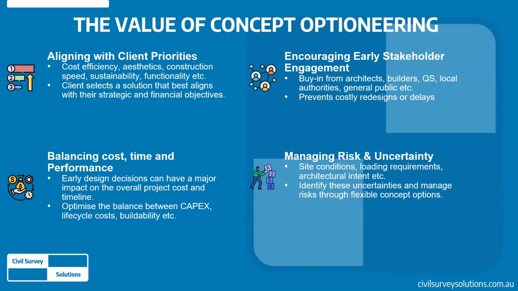It's also a proactive way to manage uncertainty. At the concept stage, input from other stakeholders, whether that's an architect, a geotechnical engineer, or even a planning authority, might still be evolving. Providing options allows us to develop our structural system and make sure that it's adaptable and flexible, and allows us to respond quickly when those inputs might change or be confirmed down the track.